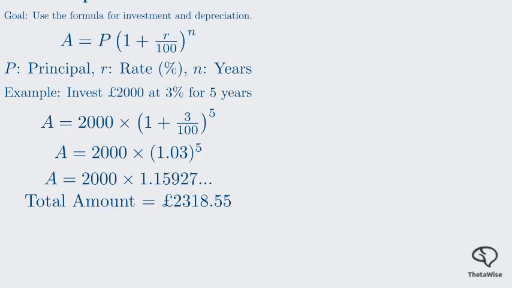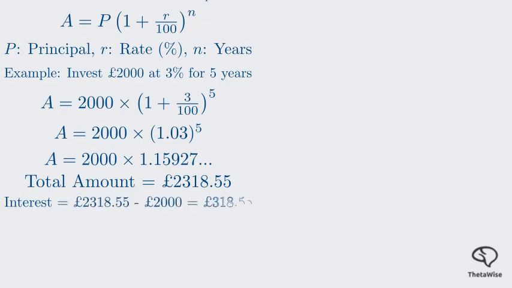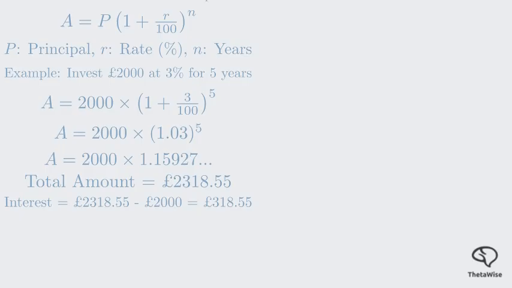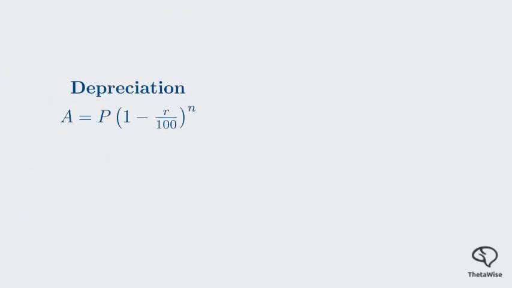Always round money to 2 decimal places unless the question says otherwise. If the question asks only for the interest earned, subtract the original 2,000 from your total. This same formula works for depreciation, where something loses value, like a car. In that case, the rate is negative, so you would subtract the percentage from 1 instead of adding it. For example, a 10% decrease uses a multiplier of 0.9.